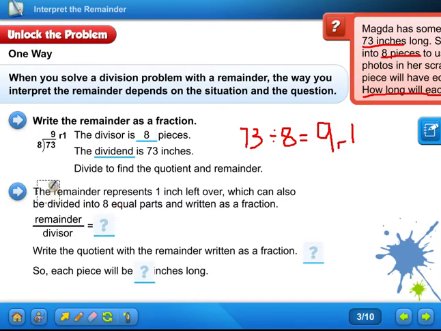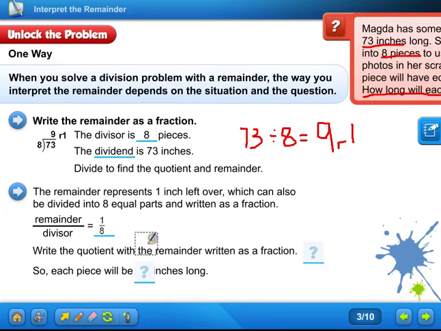Okay, so let's read this part again. The remainder represents the 1 inch left over, which can also be divided into 8 equal parts and written as a fraction. So what they want you to do is divide this one piece left over. Maybe she doesn't want any pieces left over. She wants to use the whole thing. So what was my remainder? My remainder was 1. My divisor was 8. So it's 1 over 8.